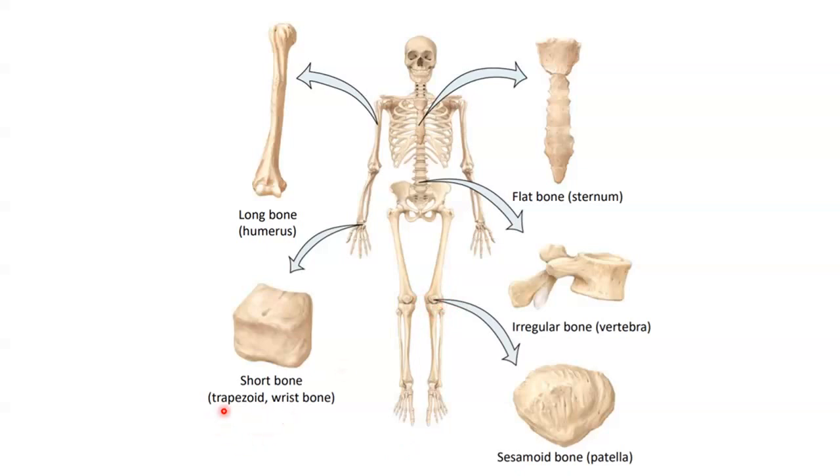Lastly, our short bones are somewhat cube-shaped. They're nearly equal in length and width. They consist of spongy bone tissue, except at the surface, which is a very thin layer of compact tissue. When located together, short bones provide stability and a small degree of movement. The carpal bones in your wrist and the tarsal bones in your ankles and feet are all examples of short bones.